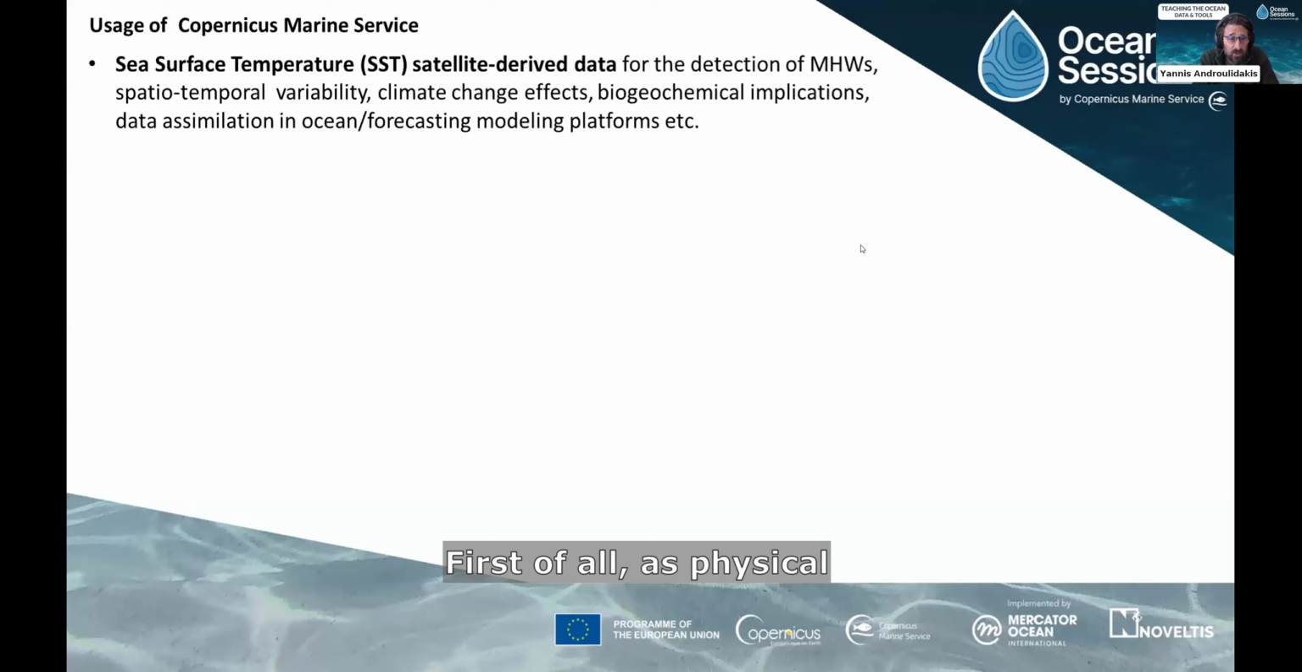First of all, as physical oceanographers, we are very interested in the satellite-derived sea surface temperature data. This is to investigate and study climate change effects and interannual variability, marine heat wave formations and variability, and also implications with biochemical and biological properties. And of course, we use this data for data assimilation in our ocean forecasting modeling.